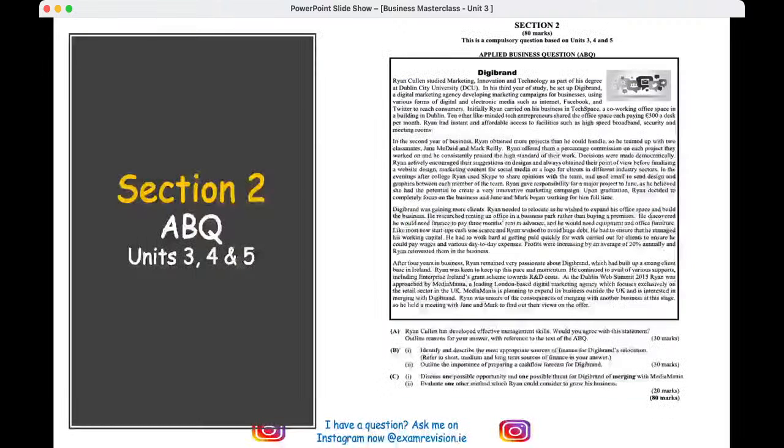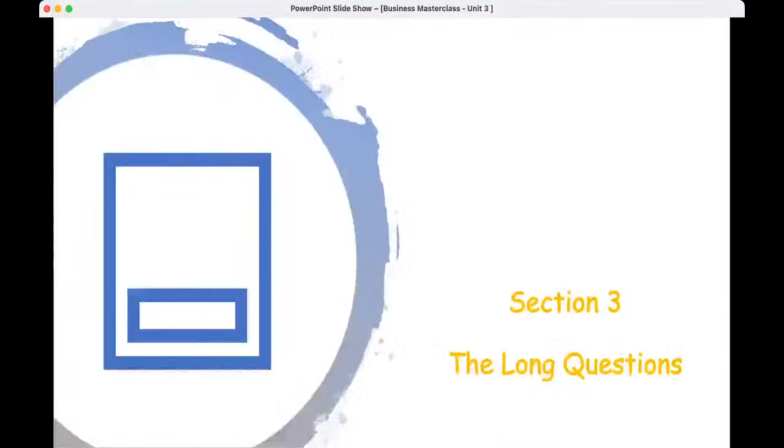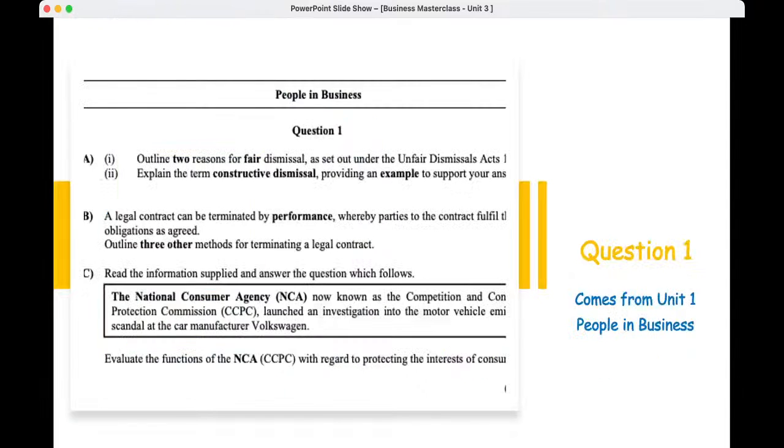Here's an example of an ABQ. This is your section, and it's going to be units 3, 4, and 5. Coming on to the long questions, I'm going to quickly show you where these questions come from, because sometimes students don't realize. You've got 7 questions. This year you'll have 8 questions, but it's really valuable if you know where the questions come from.